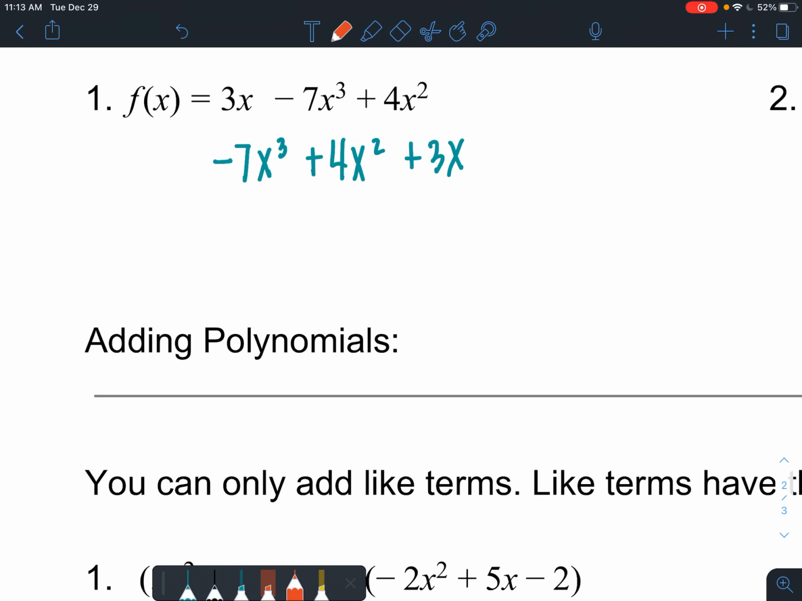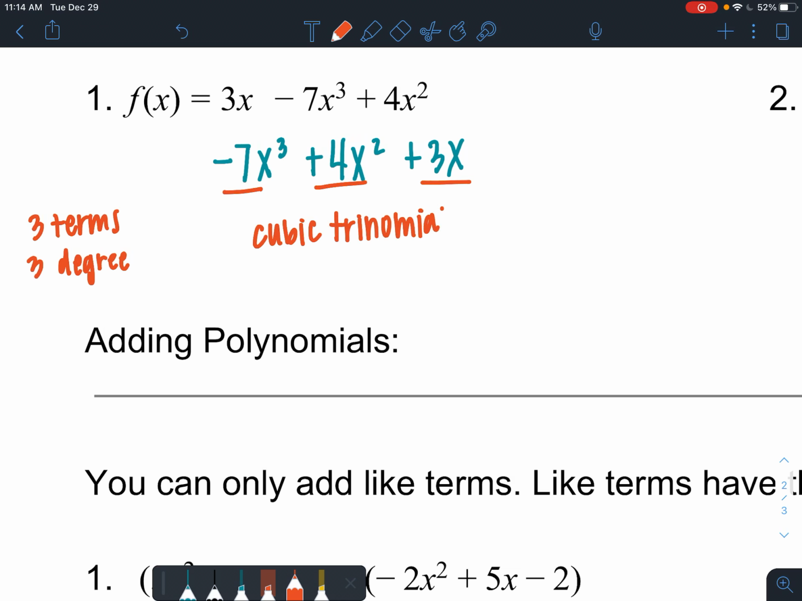Okay, I have 1, 2, 3 terms, and I also have a degree of 3. So the degree comes first, cubic, and then the number of terms comes second. So this is called a cubic trinomial. Okay, so you need both of those things for your final answer.